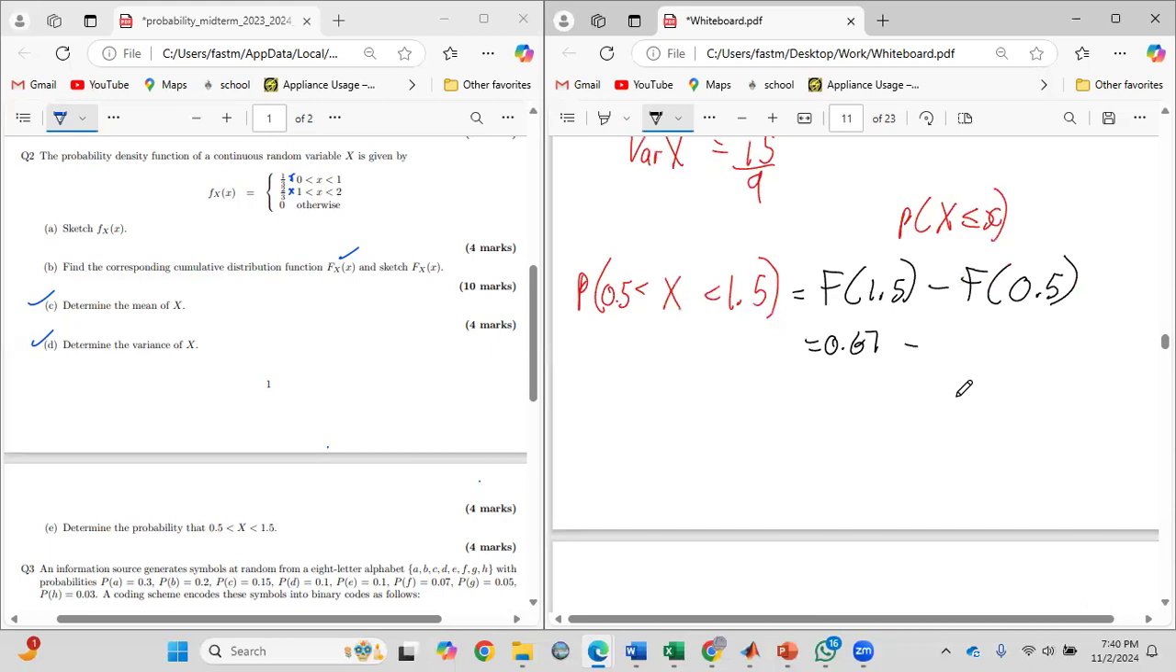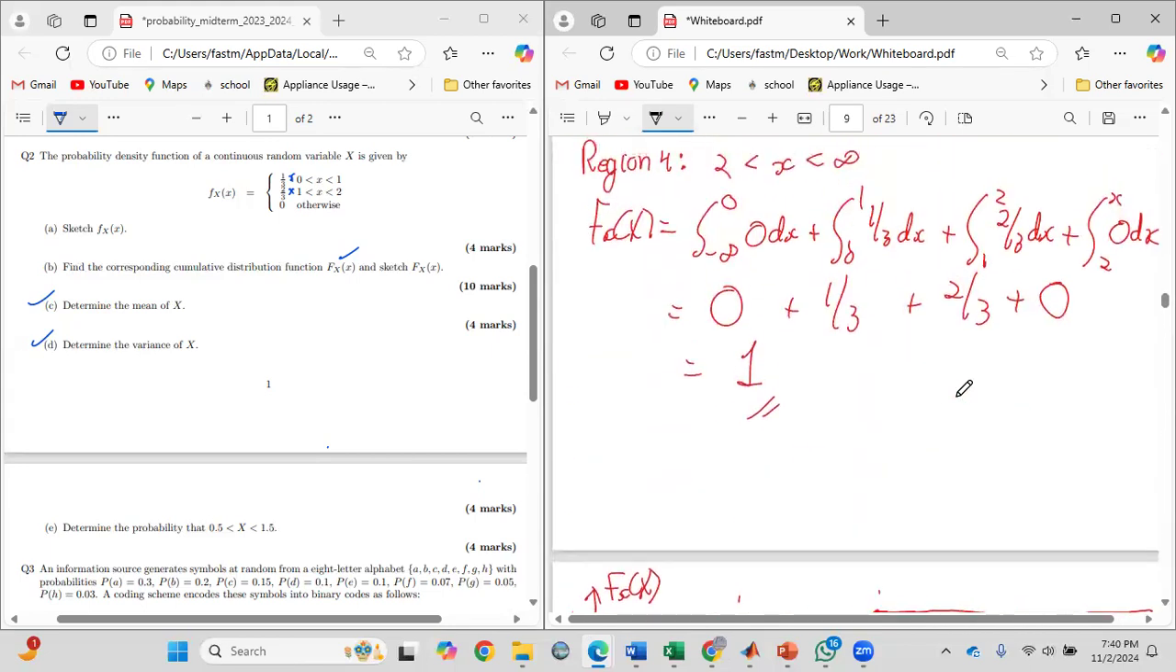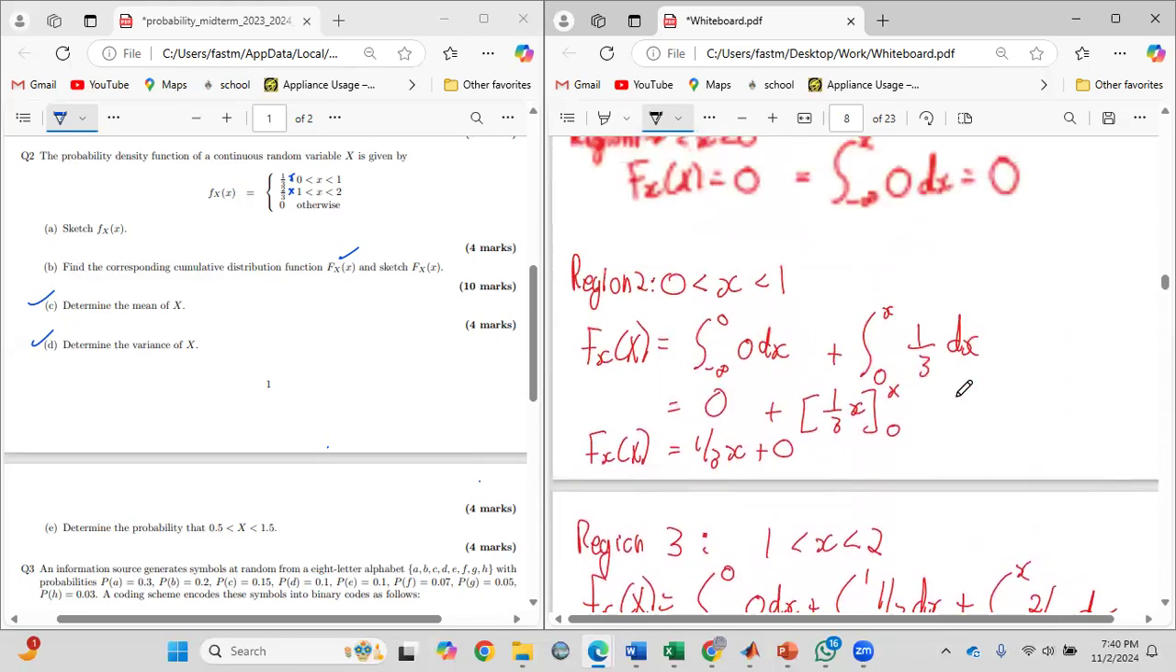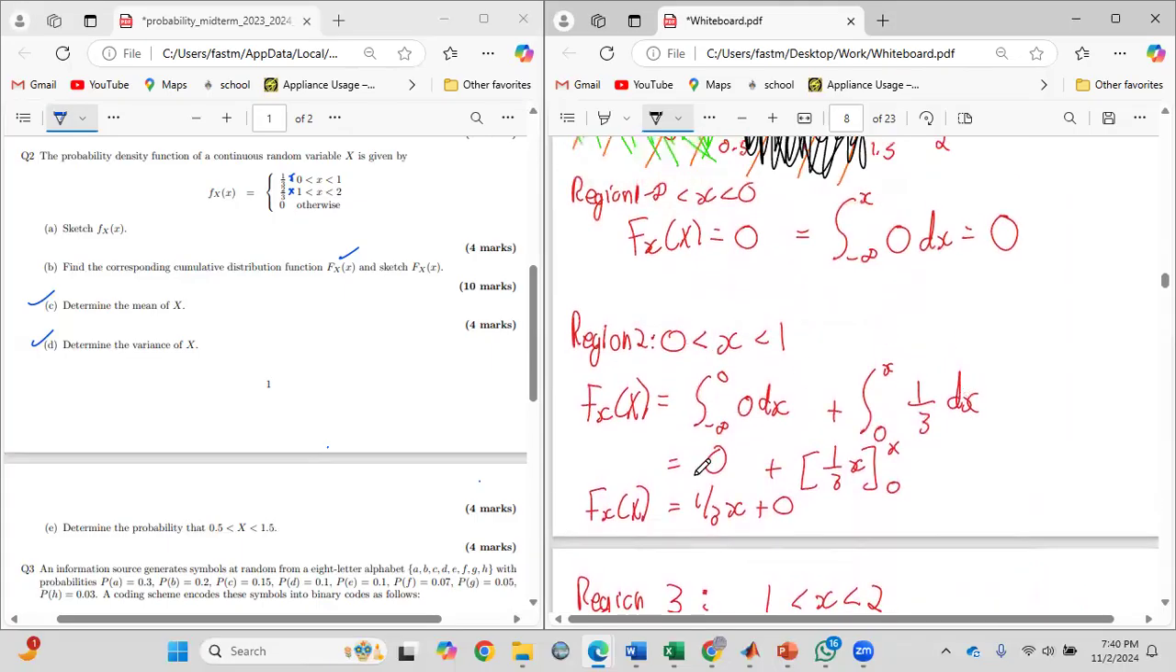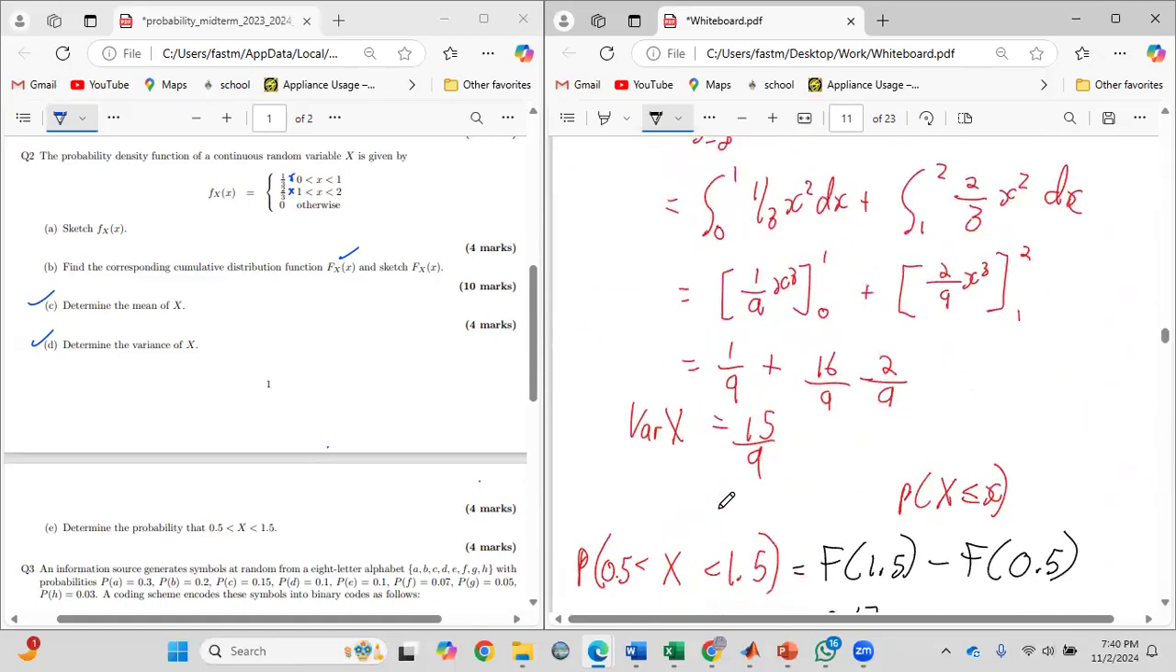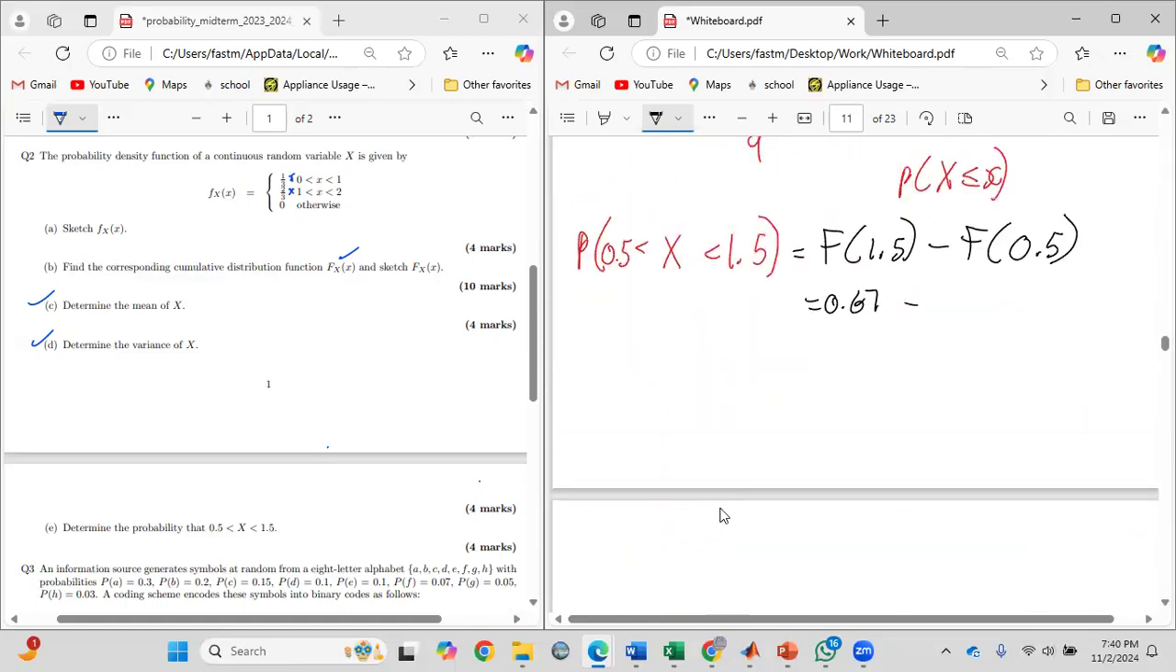And 0.5 is between 0 and 1. So that'll be up here, 0 and 1. So that'll be 1/3, so it'll be 1/3 multiplied by 0.5. So it'll be 0.166, whatever. Better to work in fractional form. So if you have a Casio, you'll get a more accurate answer. So that will be 0.67 subtract 0.167 and you get 0.503.